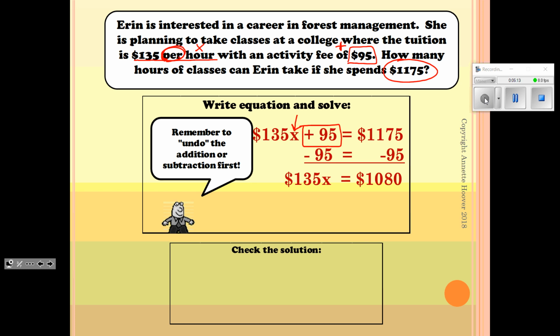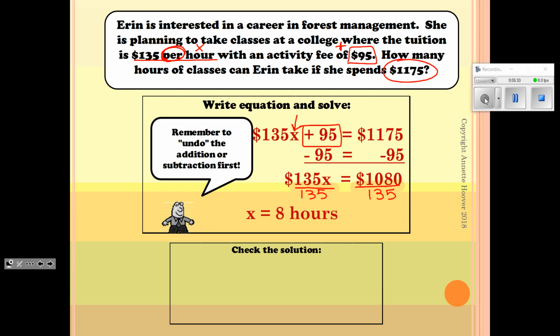Now our variable is being multiplied by 135, and the opposite of multiplying is dividing. So we divide both sides by 135. And 1,080 divided by 135 would be 8 hours. So that tells us that she could take 8 hours of classes, and that's the money that she will spend.